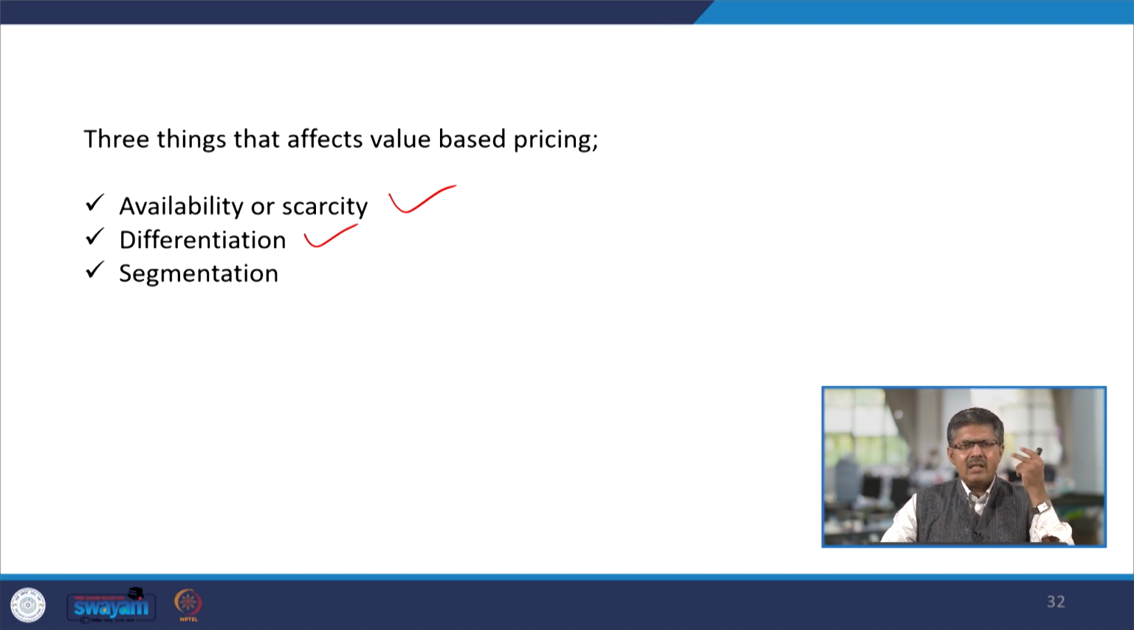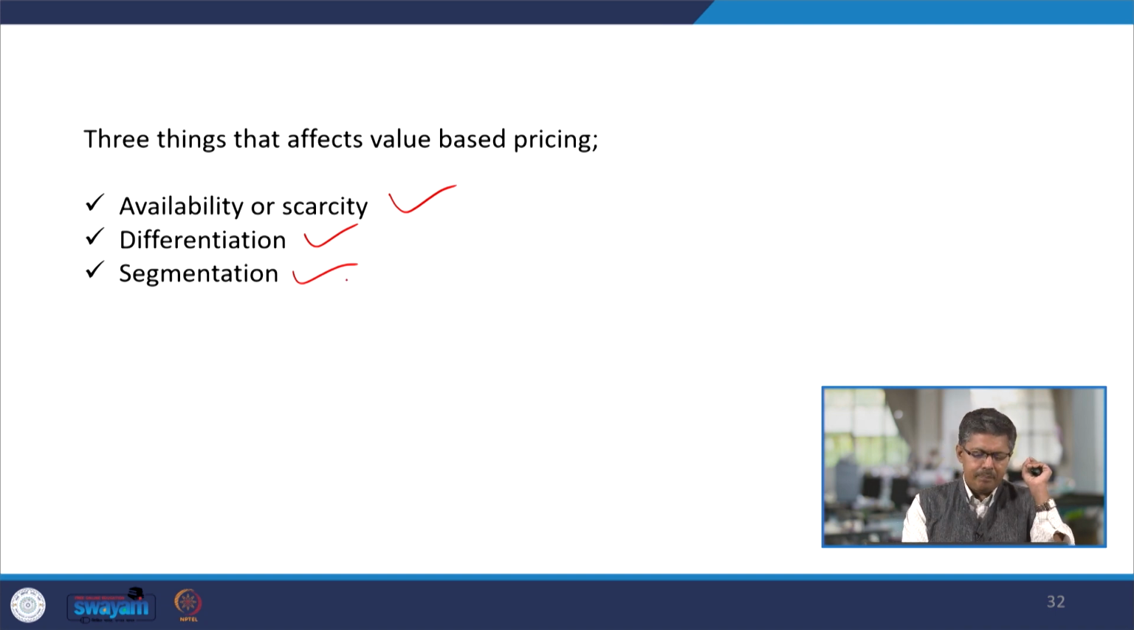If as a buyer you are using this product to differentiate yourself from the rest of the competitors, that means you are giving very high value. But if you are unable to create any differentiation for yourself, then you do not get too much value from this product. The third thing that value based pricing is connected to is segmentation. Value based pricing says that this pricing will be different for different segments in the market.